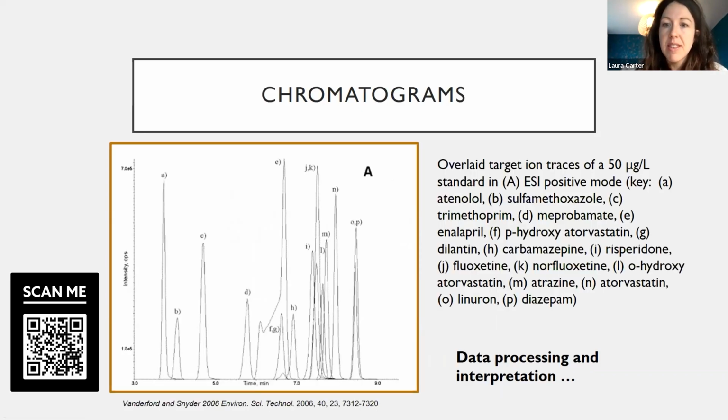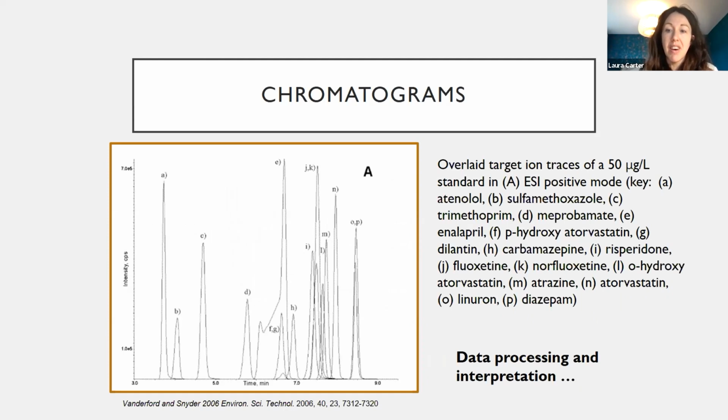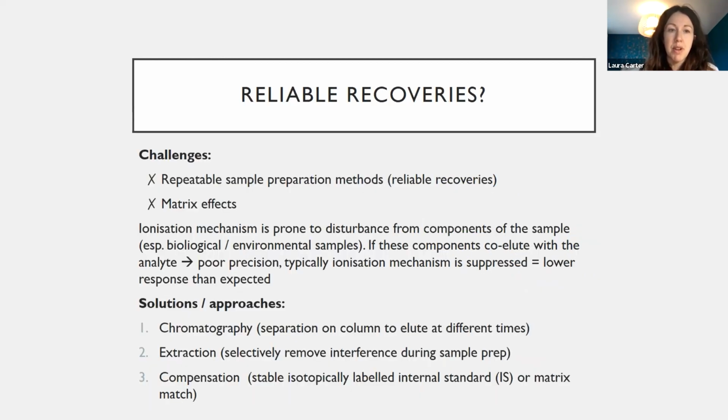So this is just to demonstrate the output that you would typically get from a mass spectrometer. This is a target ion trace of a spiked pharmaceutical standard. And what you now need to do is to process and interpret your samples. A major challenge in analytical chemistry is the development of repeatable sample preparation methods that give you acceptable and reliable recoveries that can guarantee the correct representation of your result.